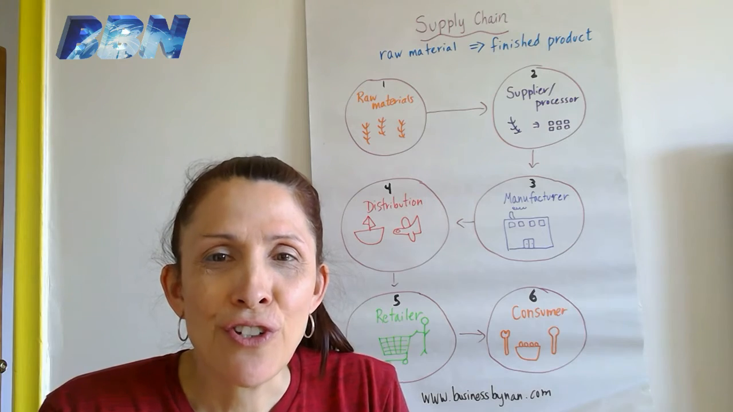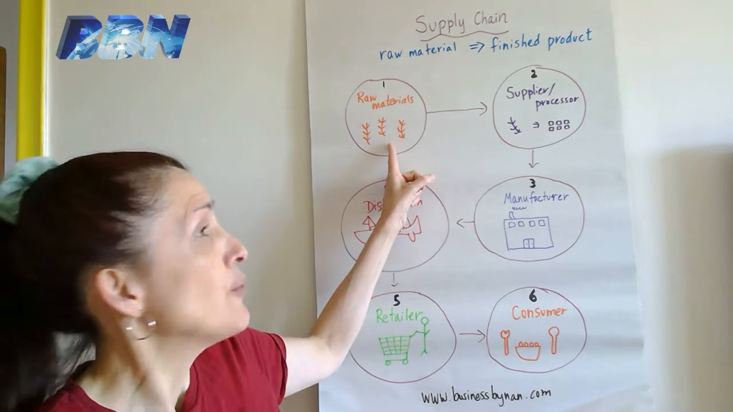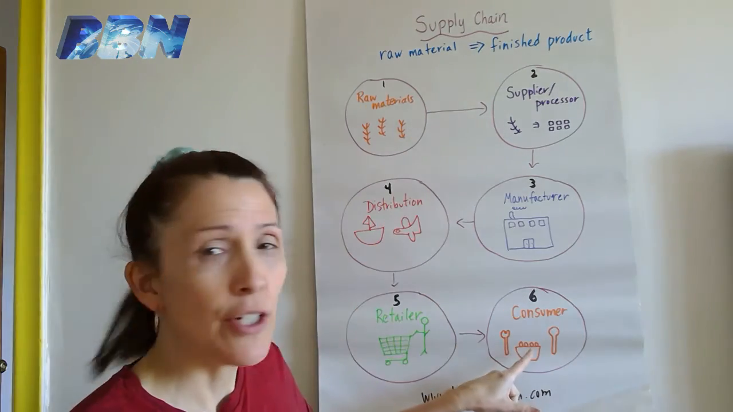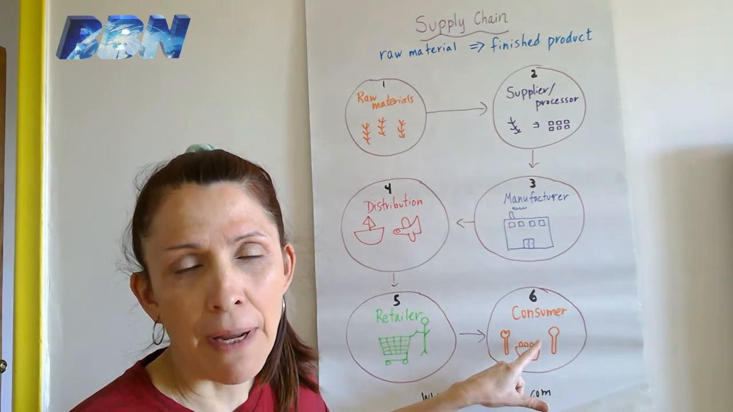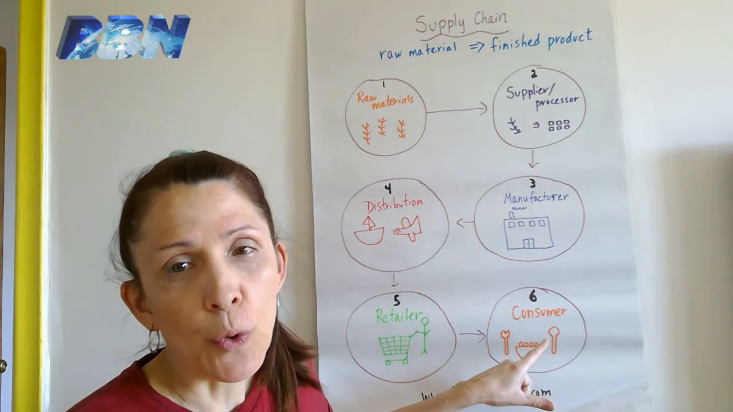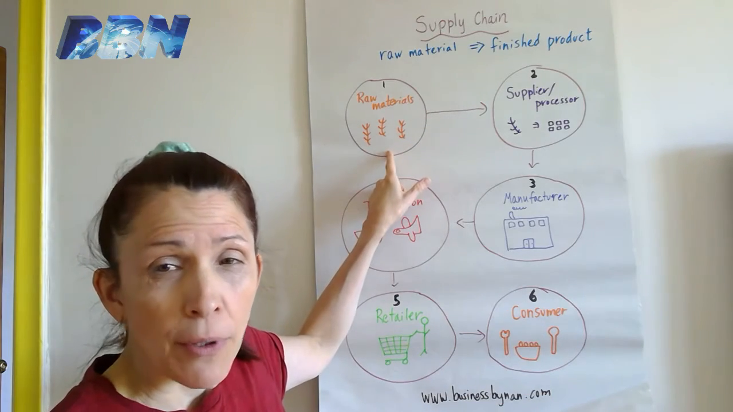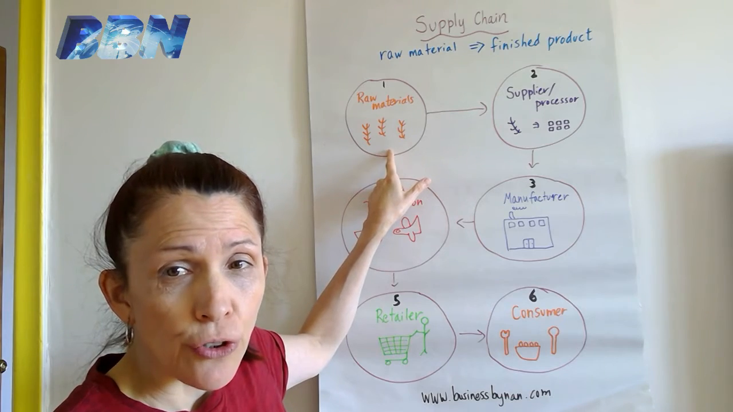So the very first step in our supply chain, of course, is the raw materials. So let's say that our finished product is cereal. And the cereal a lot of times is made out of corn or wheat or oatmeal. So this is the raw material, or this is the agriculture or the farm.